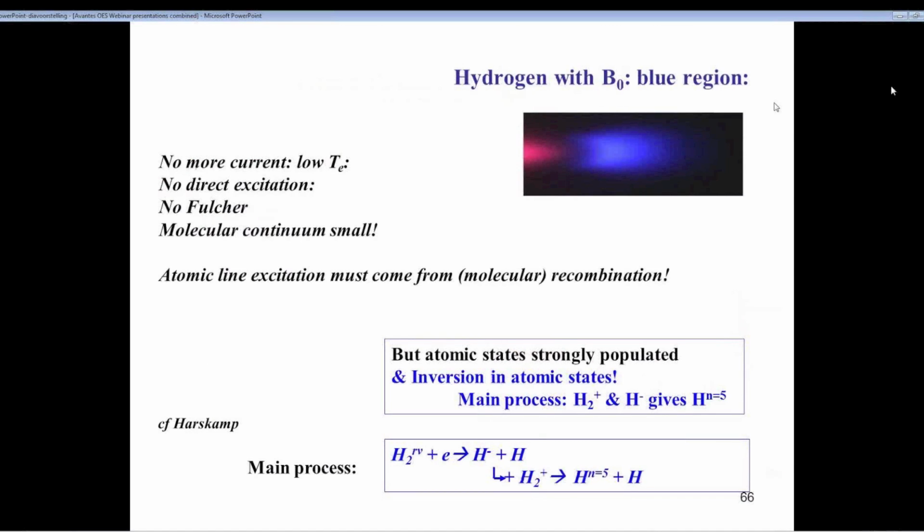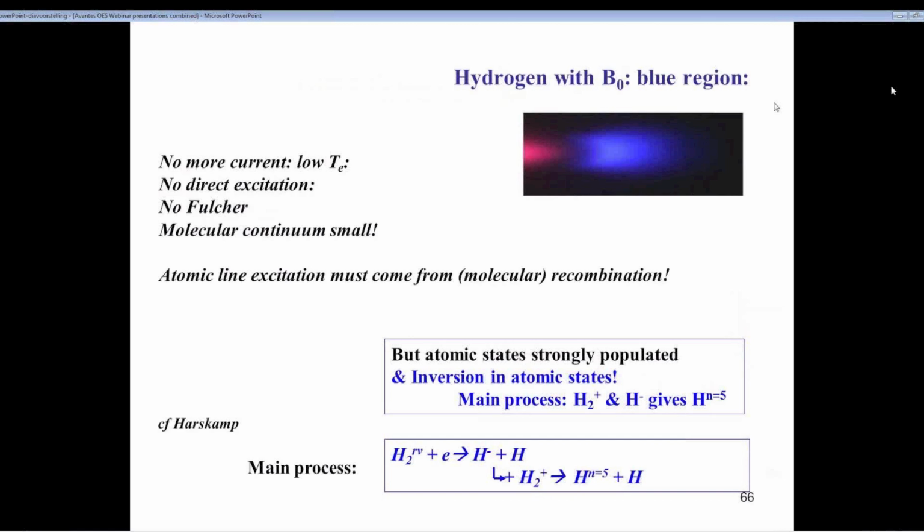In the blue part, there is not much dissipation left, but still there is a significant amount of light, and it's absolutely blue. Now this can only be because apparently the blue lines of the H-Balmer series are much stronger than the red lines, which is the Fulcher band and the H-alpha series. And this means that there's inversion in the atomic system. And this gives automatically inversion.